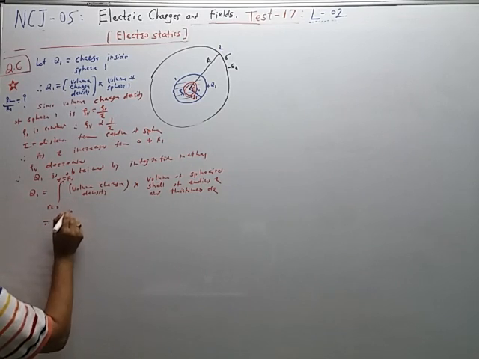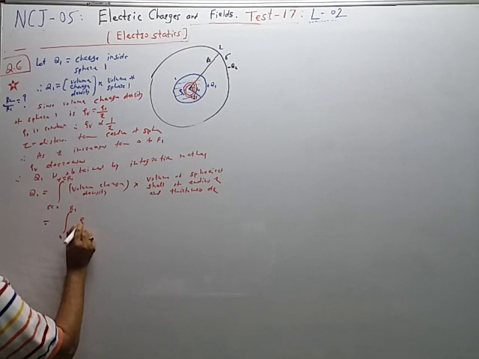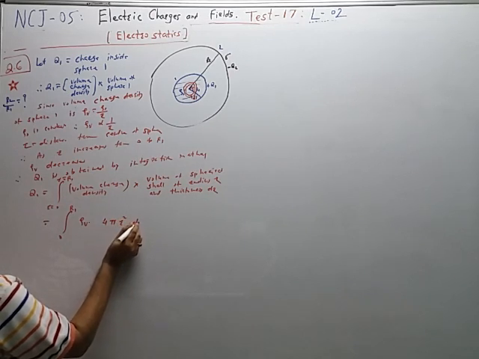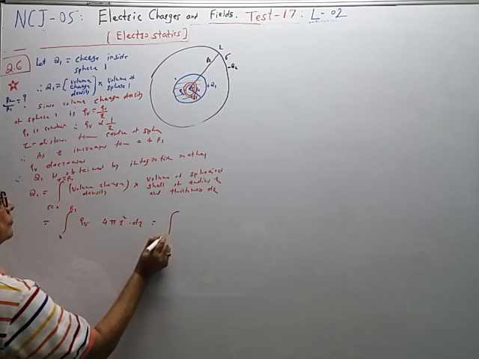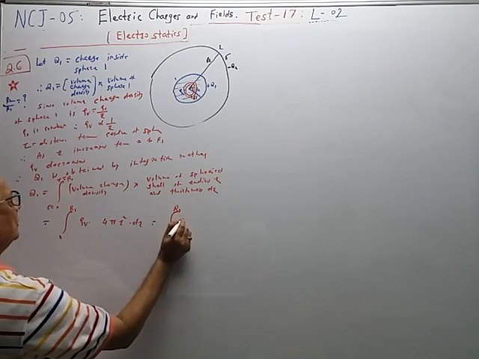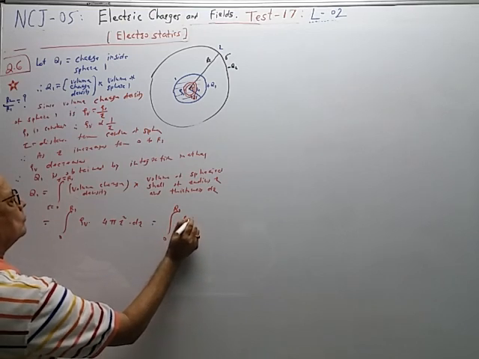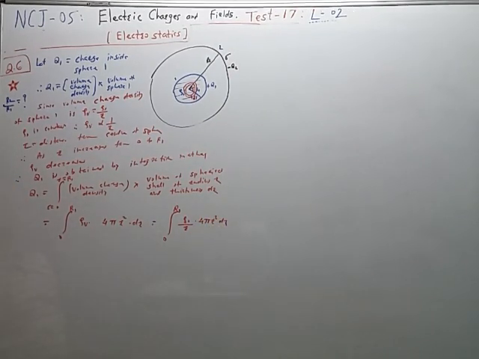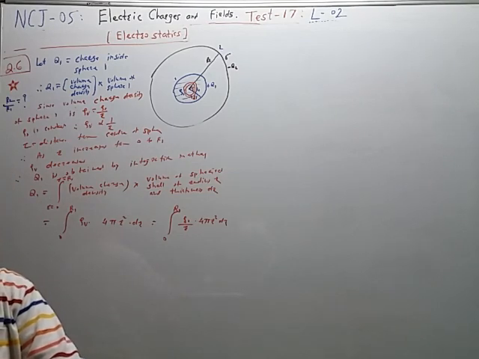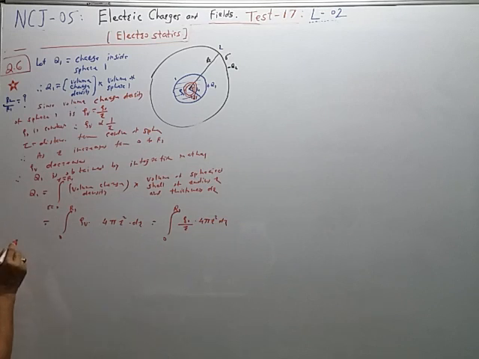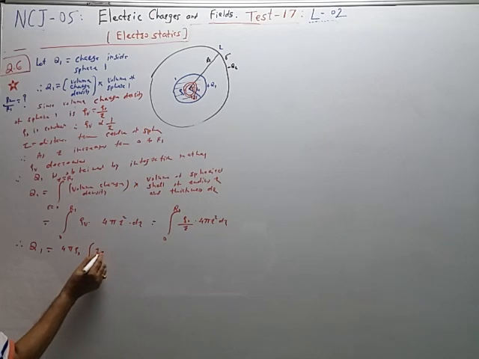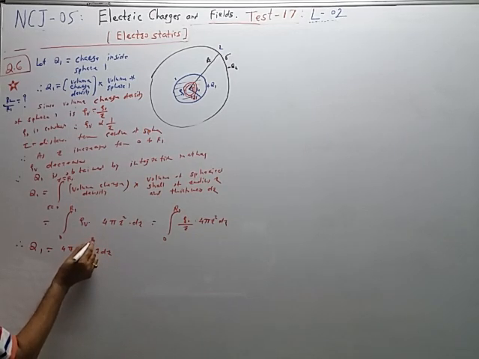So this is from lower limit 0 to maximum limit r1. Volume of the shell is 4 pi r square dr. So this is equal to integration from 0 to r1 of rho 0 by r into 4 pi r square dr. So one r will get cancelled, and therefore Q1 is equal to 4 pi rho 0 constant, integration of r dr from lower limit 0 to upper limit r1.